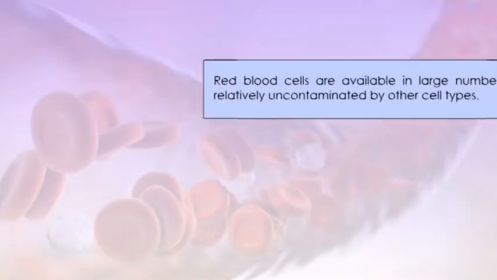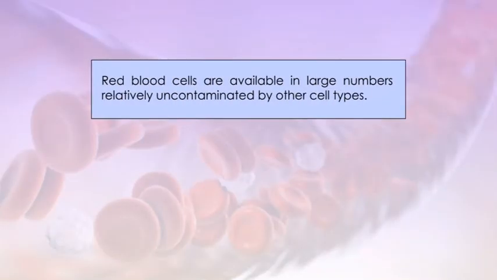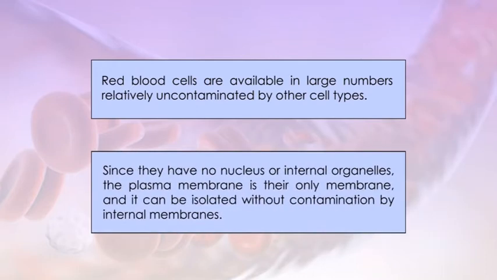More is known about the plasma membrane of the human RBC than about any other eukaryotic membrane. There are a number of reasons for this. Red blood cells are available in large numbers relatively uncontaminated by other cell types. Since they have no nucleus or internal organelles, the plasma membrane is their only membrane, and it can be isolated without contamination by internal membranes.